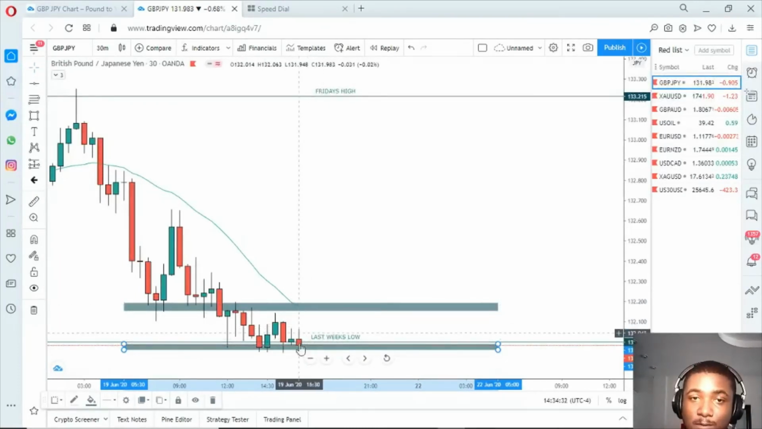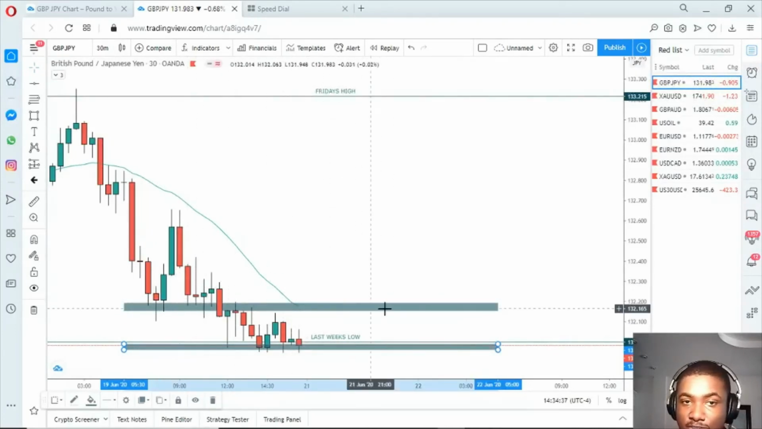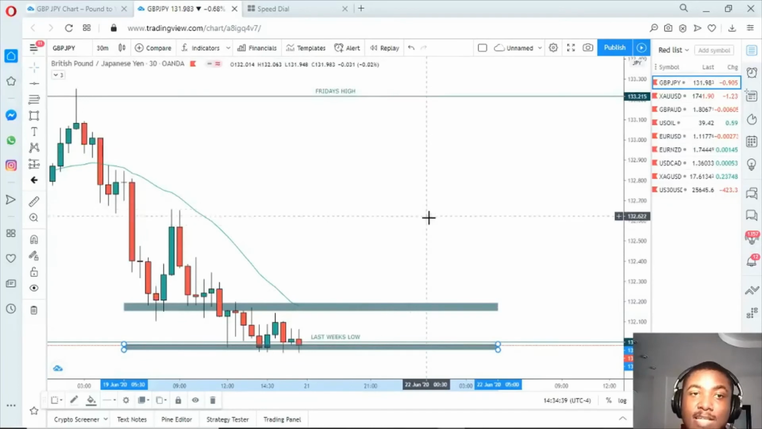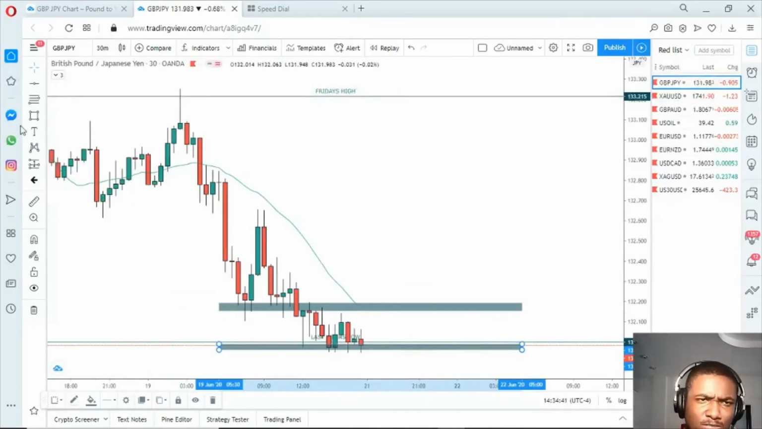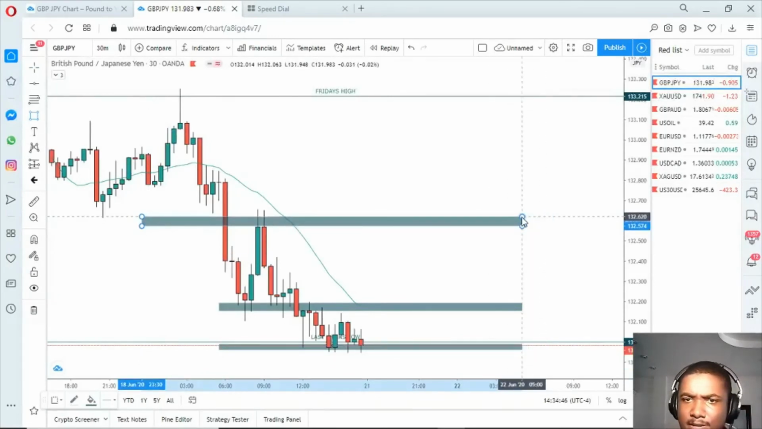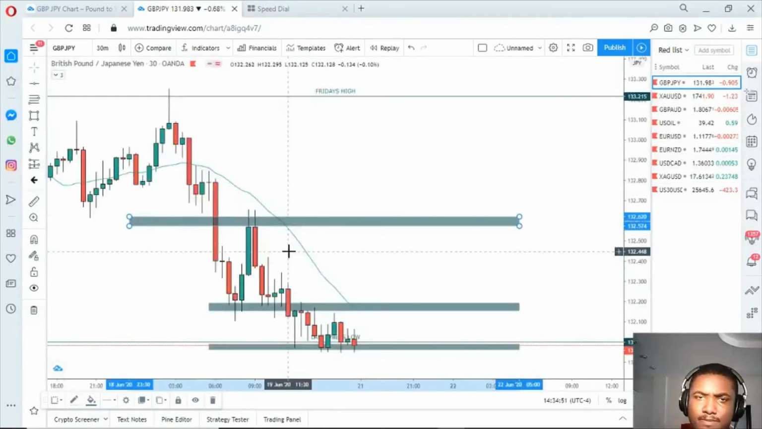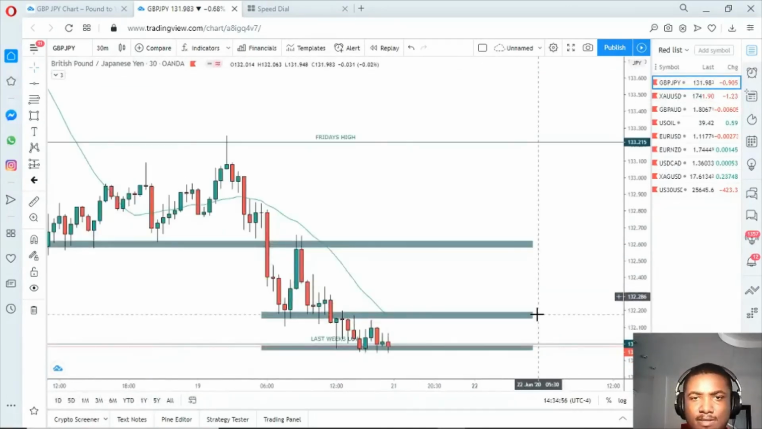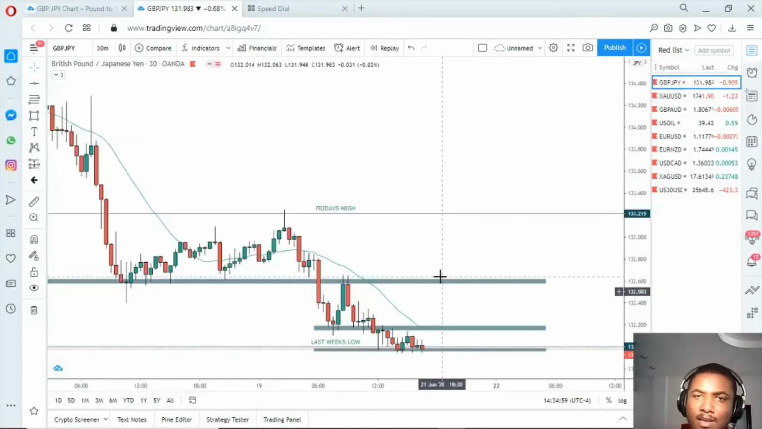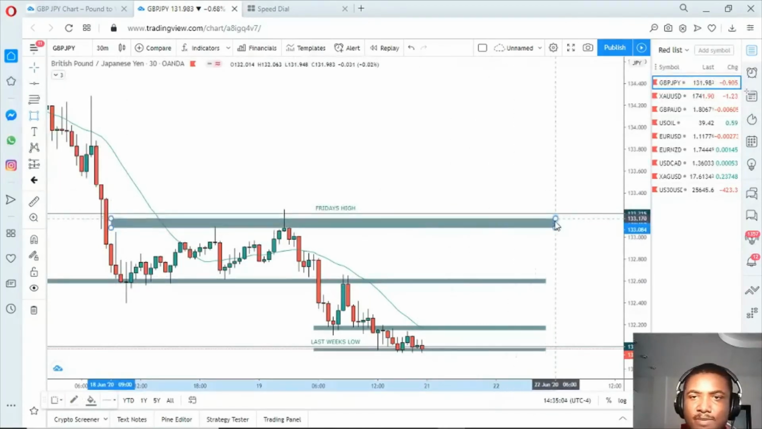I'd only look for buys if we break out of this range and find support on this area which is now resistance, for buys to the next level of resistance, which looks to be somewhere around here. It's a clean move to the upside. Also, the next range, if we break above there, could be headed into here.